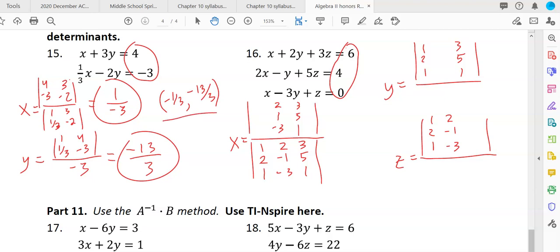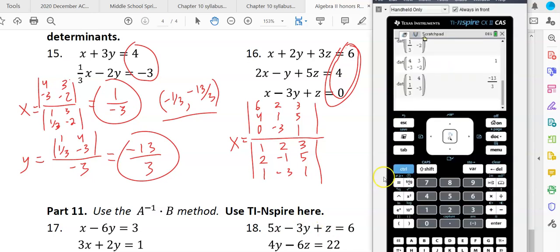Here, with my x's, I just set it up. I need to replace the constants, which go in the x column, so this would be 6, 4, 0. Here in the y's, it would be in the middle column, 6, 4, 0. And here in the z's, it'll be 6, 4, 0 in the z column. And I'm going to do these separately on the calculator, so if you haven't done this before, you definitely want to go the separate route here.